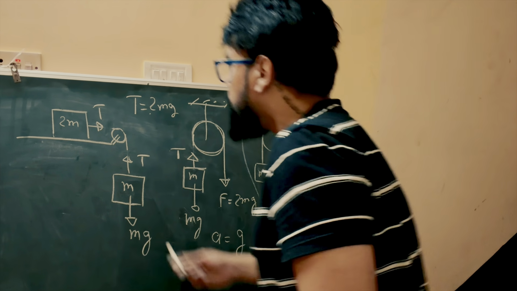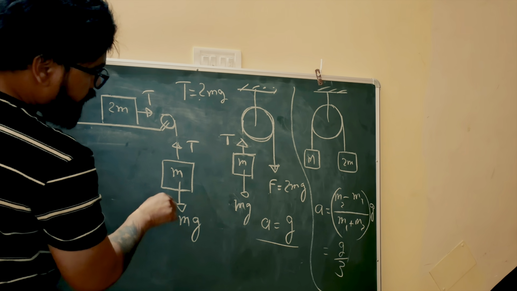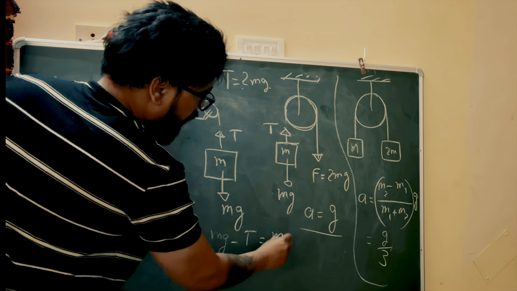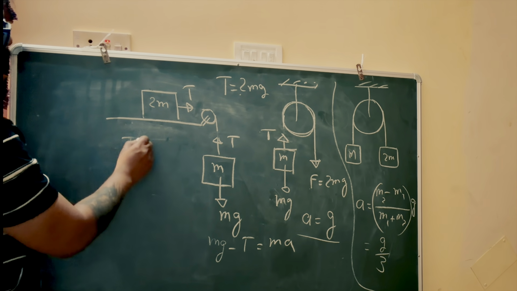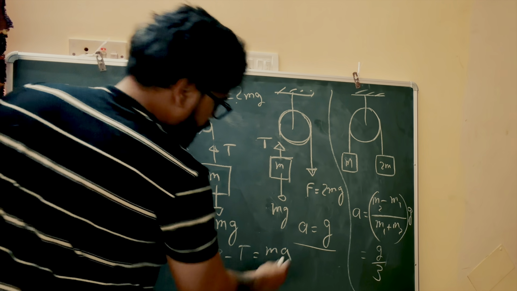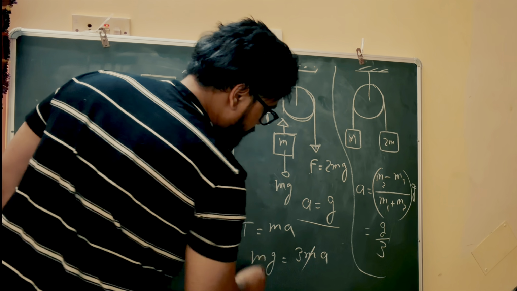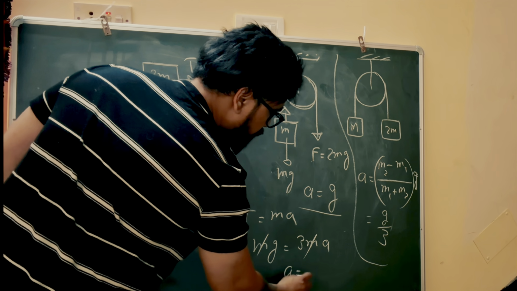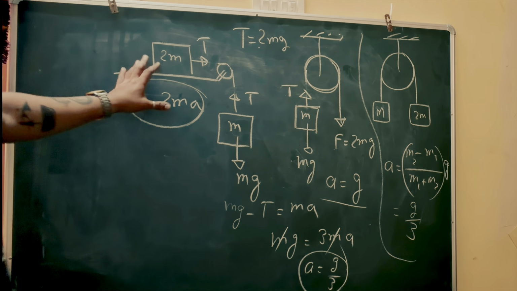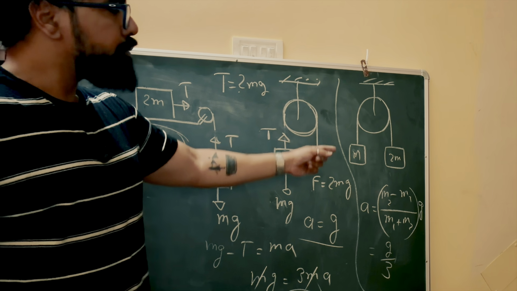Okay, so let us try to solve them. What is the unbalanced force here? This block is going to go down, so mg minus T is equal to m into a, and in this situation T is equal to 2ma. So put the value of T here, you do the side change, so mg is equal to 3ma, cancel the mass, and a is equal to g by 3. So in this situation, we also get the same acceleration as the first one.